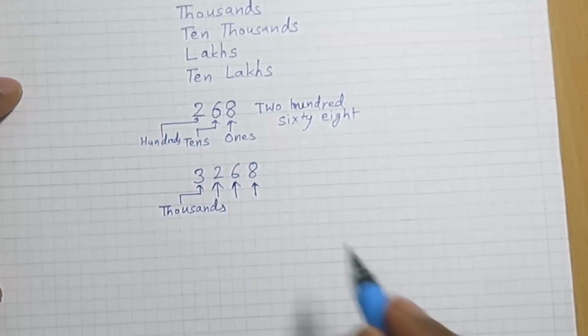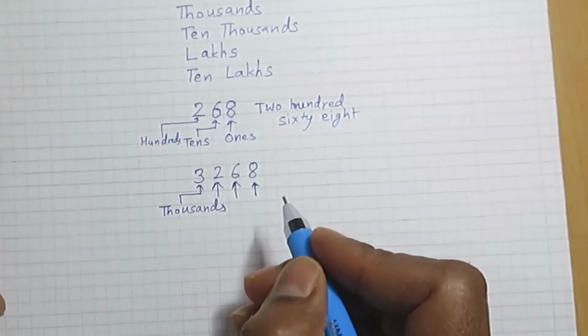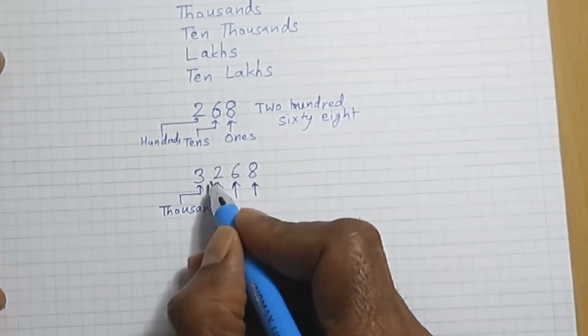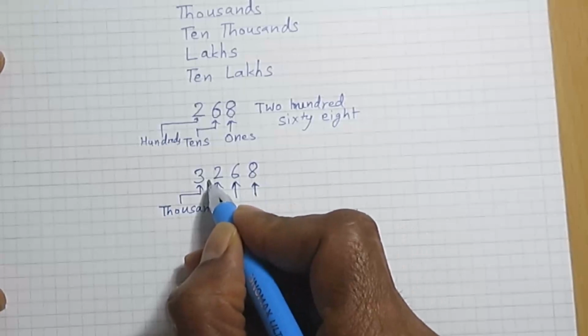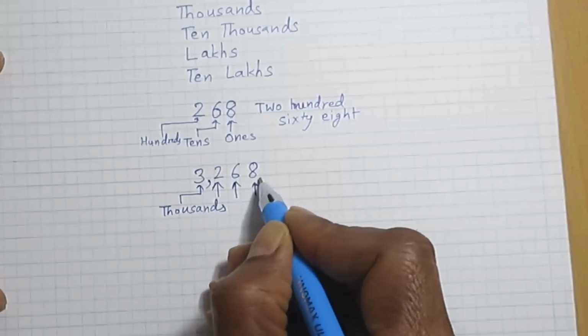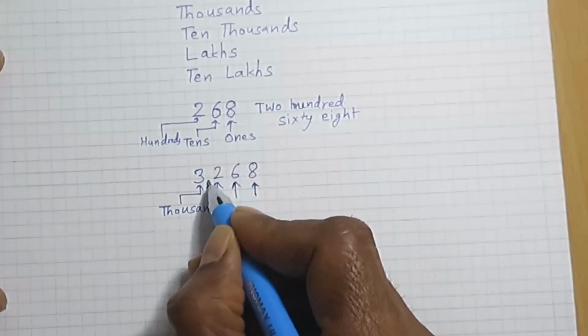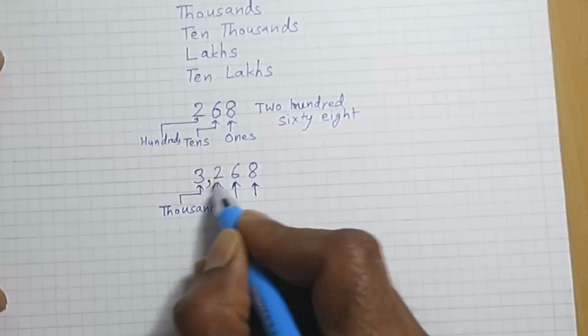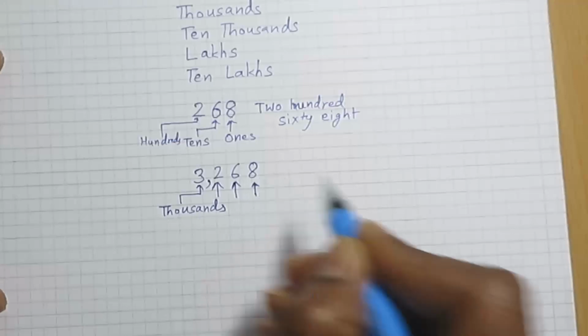Okay, and when we write 3268, we put a comma here. We put the comma after the first 3. So this is together in a period, and comma 3. So we will read it as three thousand two hundred sixty-eight.